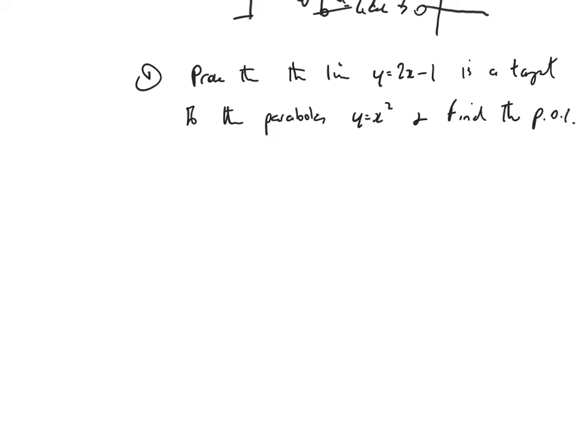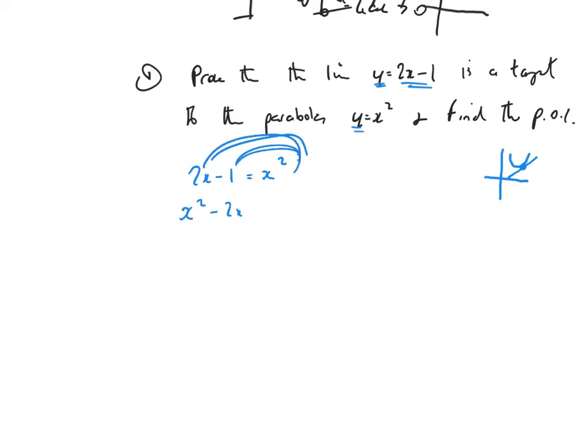My first move is I need to make the functions equal to each other. Now what was that all about? Well, if you've got a curve and a straight line, at the point of contact their y coordinates are equal. So y the straight line will be equal to y the parabola. Then I bring everything across and make it equal to 0, so that would be x squared minus 2x plus 1 is equal to 0.